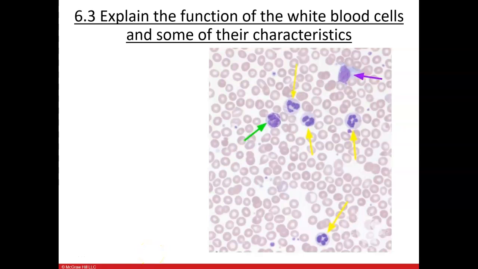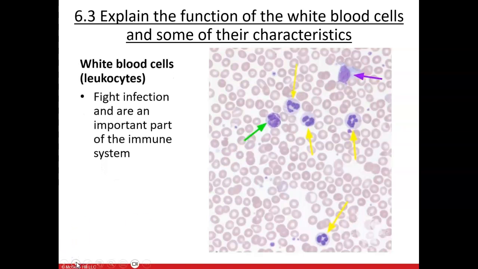We're in section 6.3, and our learning outcome is to explain the function of the white blood cells, the leukocytes, and some of their characteristics. White blood cells, also called leukocytes, their role is to fight infection, and they're a really important part of the immune system. We would not be able to live in the world we live in if we didn't have the ability to fight infections.